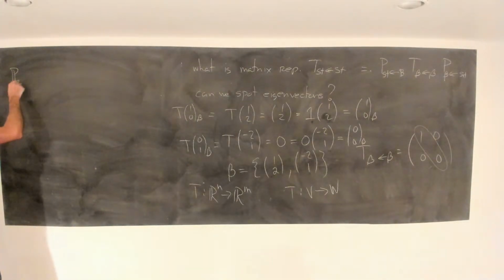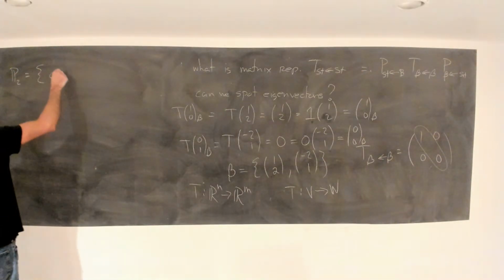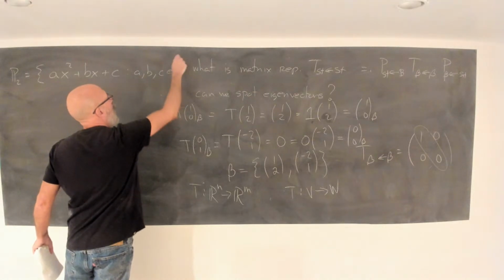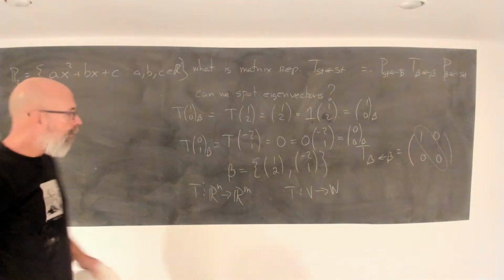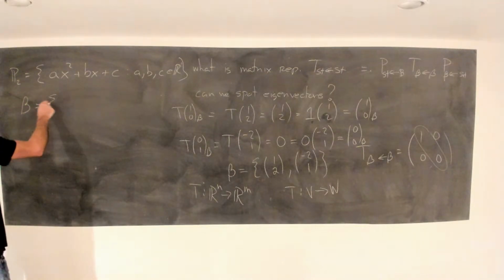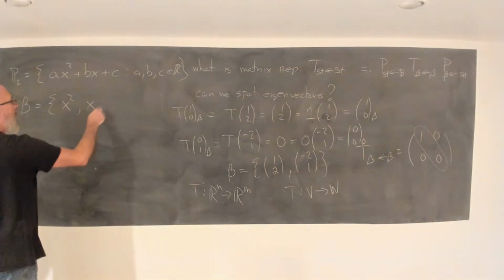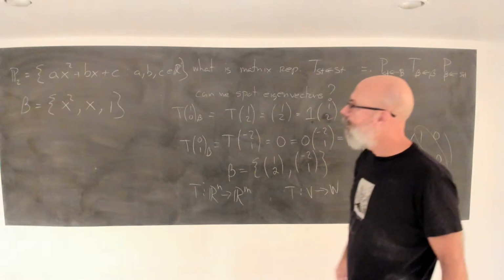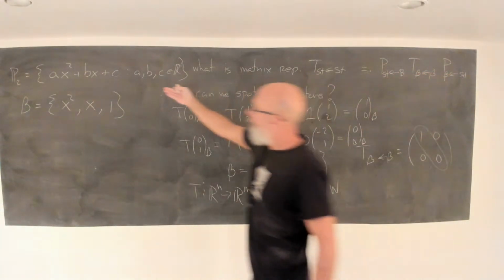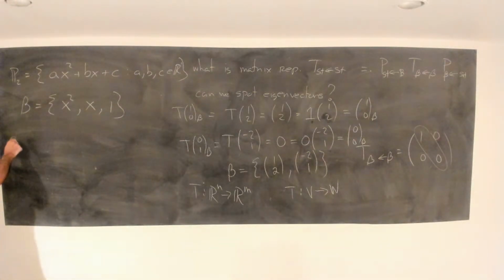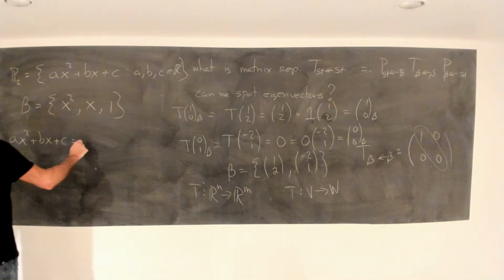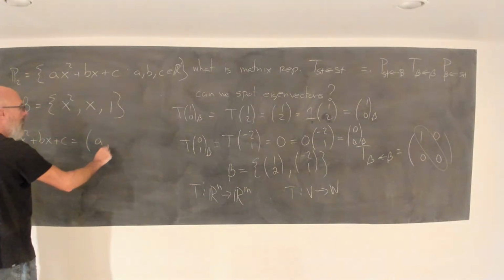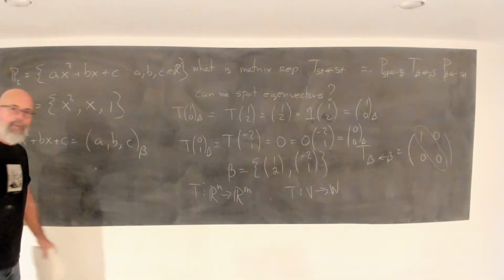If you're looking at P2, let's say, which is the set of polynomials of degree less than or equal to 2, you can give an ordered basis, maybe x squared, x and 1, and consequently every element has the representation a times this plus b times that plus c times that, or (a, b, c) in the basis B.